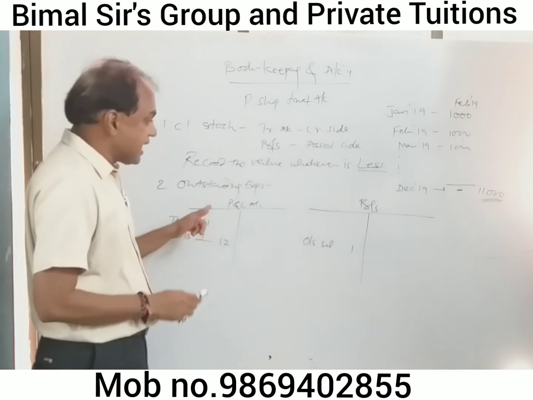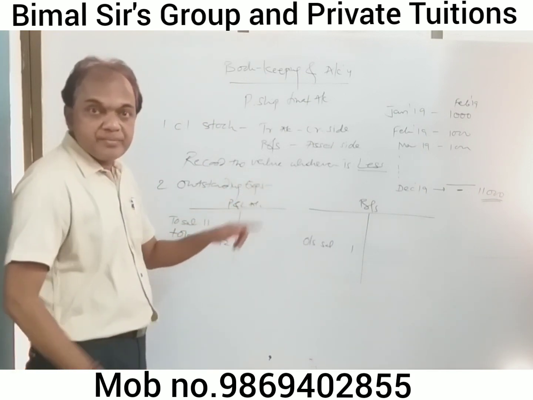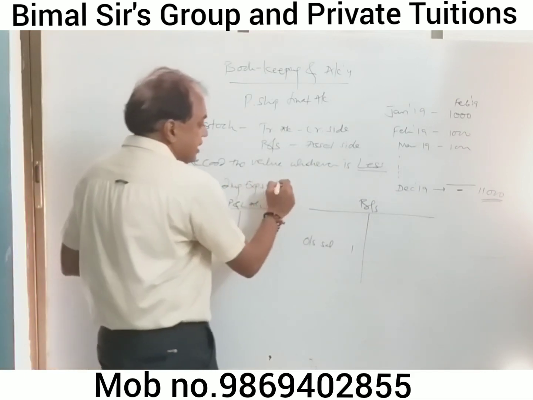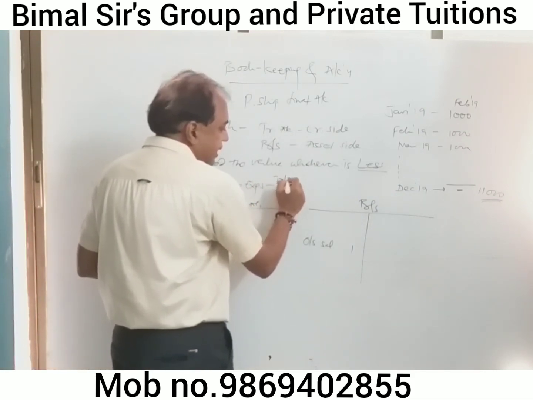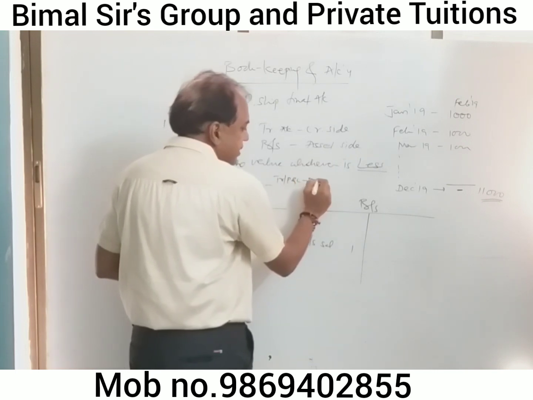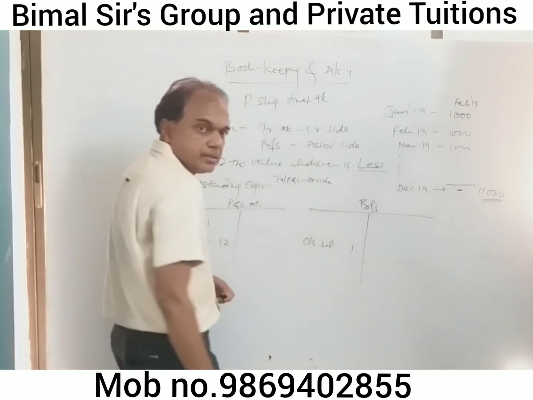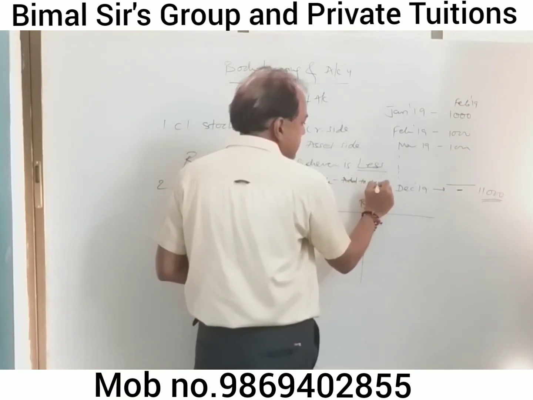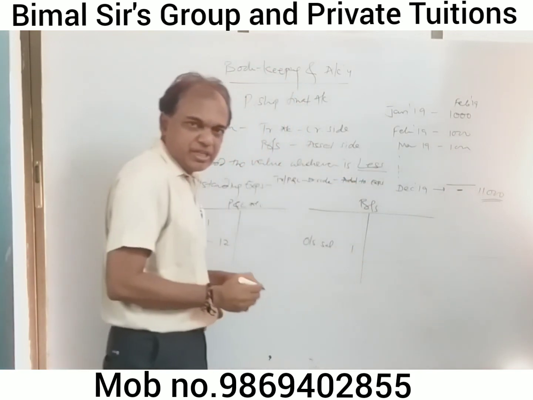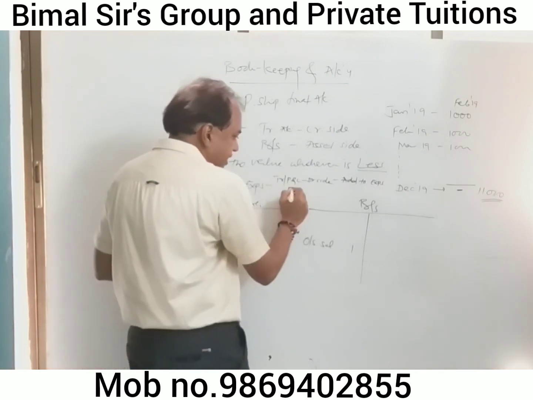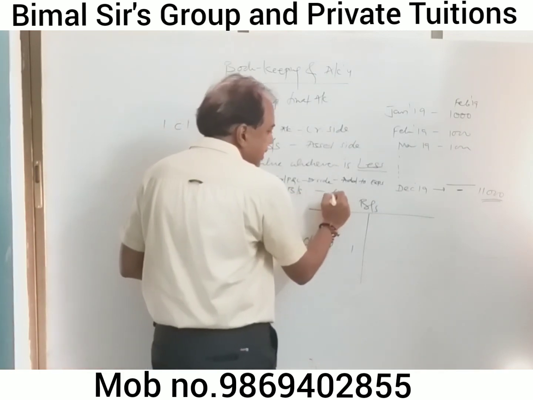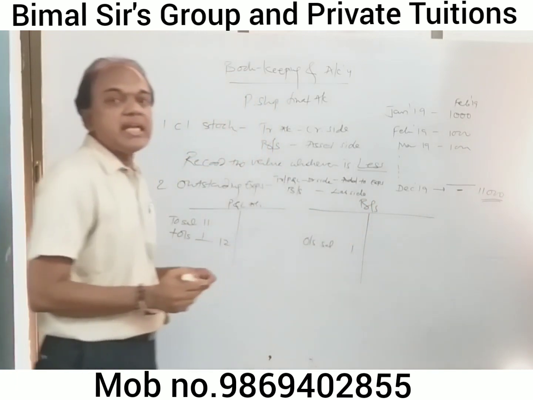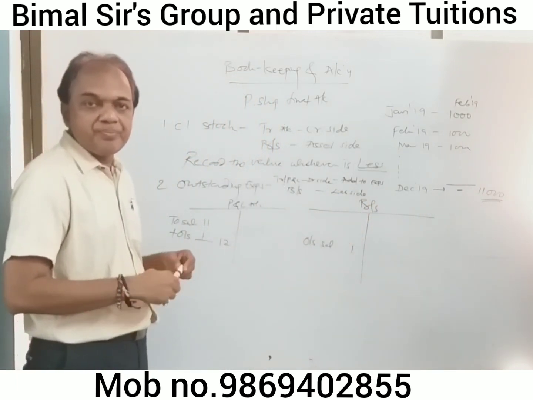So outstanding expenses has two effects. See, I have already recorded here two effects. Now I will write down here: trading or P&L debit side, add to the respective expenses, and the second effect, balance sheet liability side. Is it clear to all of you?